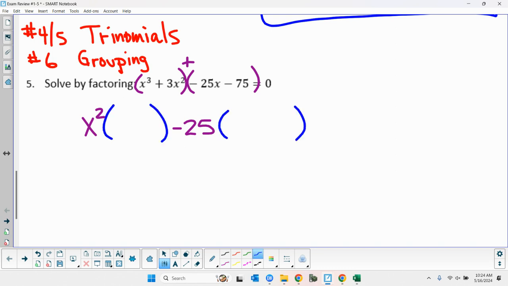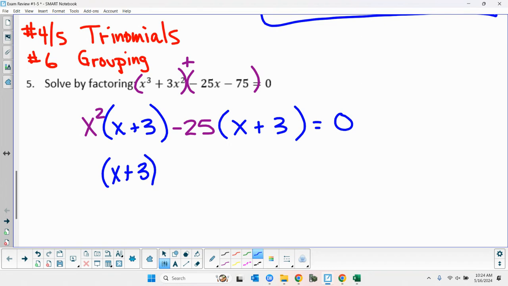So what do I get when I divide x cubed by x squared? What's 3x squared divided by x squared? 3. What's negative 25x divided by negative 25? And what's negative 75 divided by negative 25? Positive 3. Is it working out like we want? Yeah, we want these blue parentheses to be the same thing, which they are. So that's one of my factors.